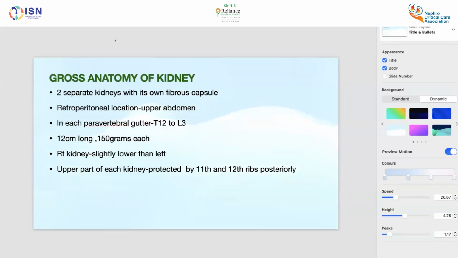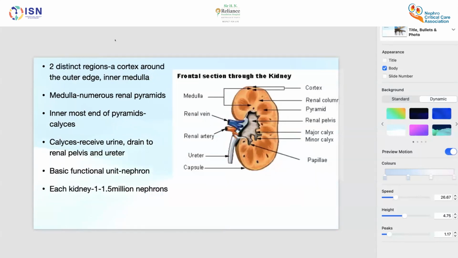There are two separate kidneys, each with its own fibrous capsule. They are retroperitoneal in location, in the upper abdomen in each paravertebral gutter at the level of T12 to L3. Each kidney is approximately 12 centimeters long and 150 grams. The right kidney is slightly lower than the left because of the liver. The upper part of each kidney is protected by the 11th and 12th ribs posteriorly.